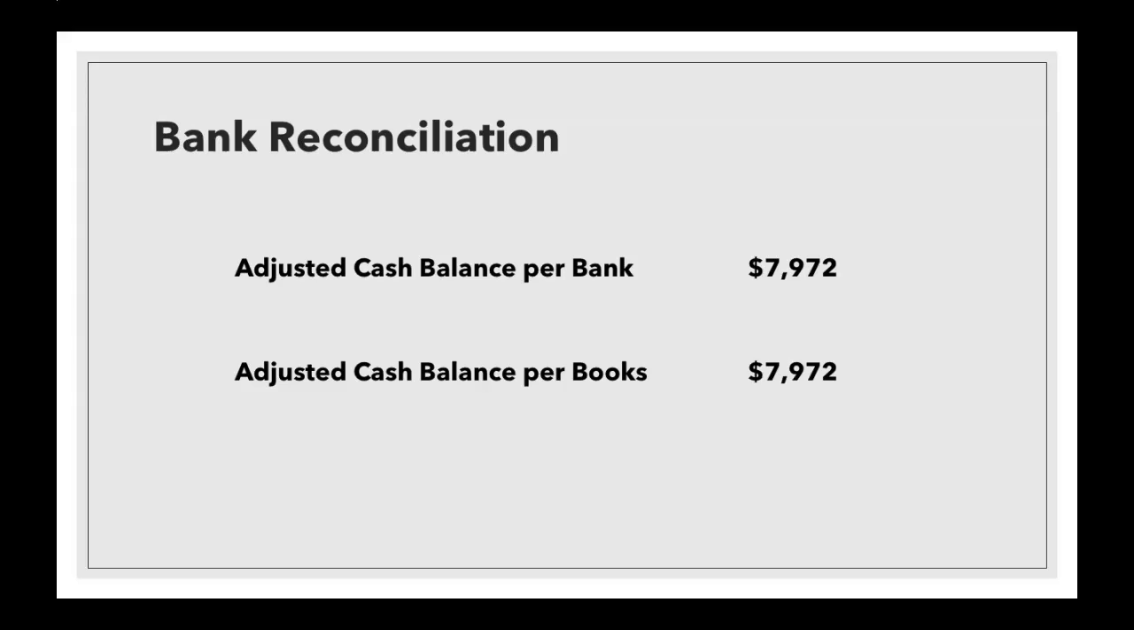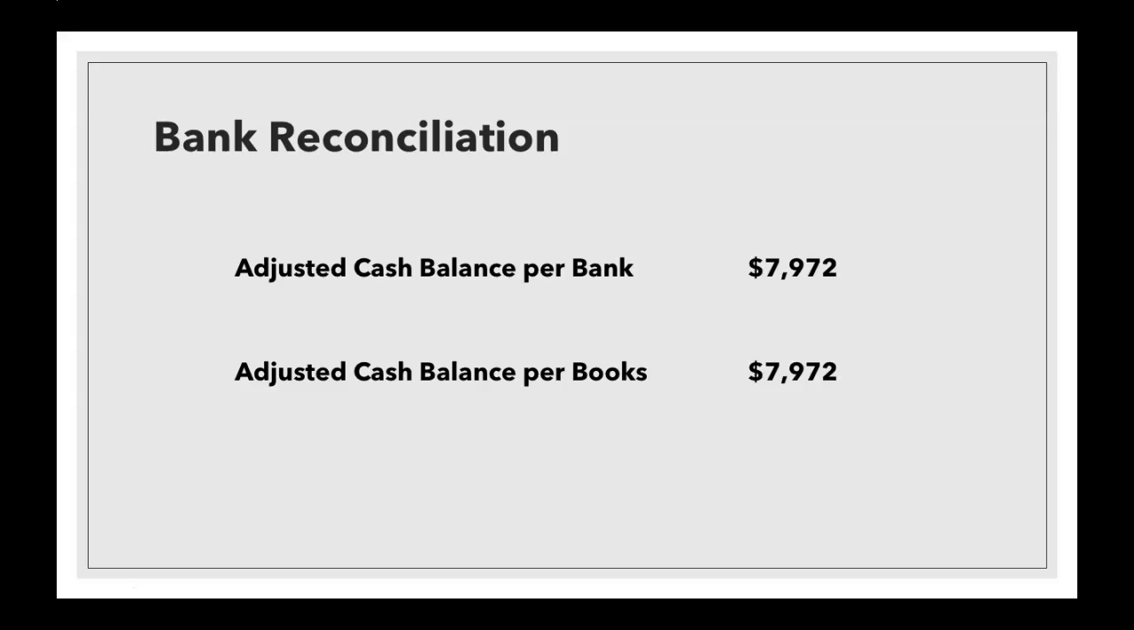Now, I said we were going to keep that number in mind, right? Because your bank reconciliation is to make your adjusted cash balance per bank and your adjusted cash balance per books equal, because you have a definitive amount of money. So the balance that the bank says that you have and the balance that your books say that you have, those need to equal. Here, they do, so we know that we worked through this bank reconciliation correctly.